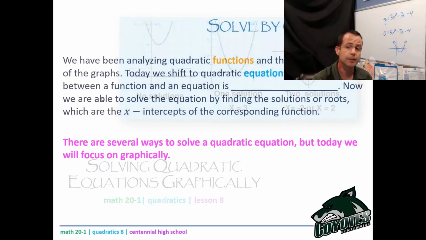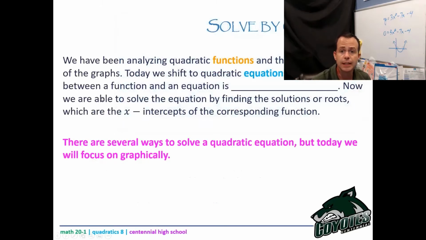We have been analyzing quadratic functions and the key components of those graphs. Today, we will shift to quadratic equations. The difference between a function and an equation, that's what I've already talked about. It's essentially y equals something versus 0 equals something, okay? So now we are able to solve the equation by finding the solutions or roots, which are the x-intercepts of the corresponding equation. And this is what we're going to do for the next 4 lessons.